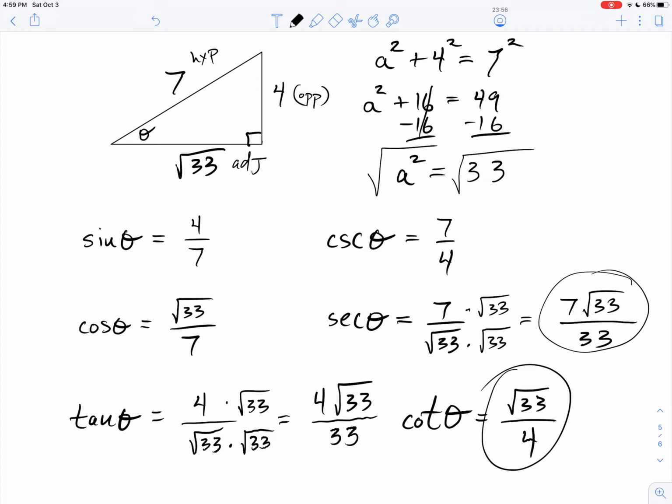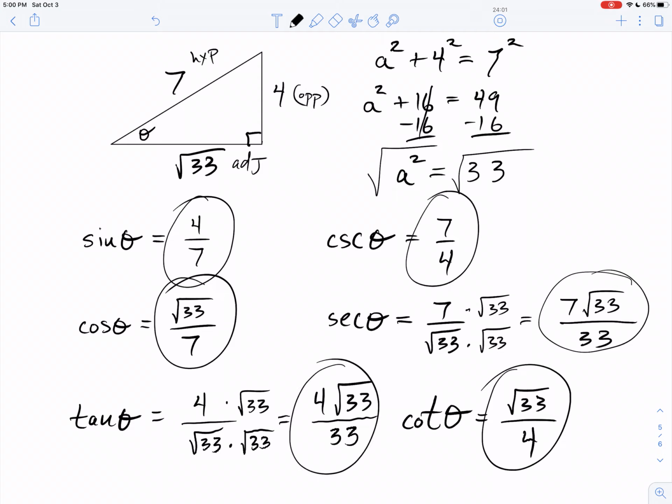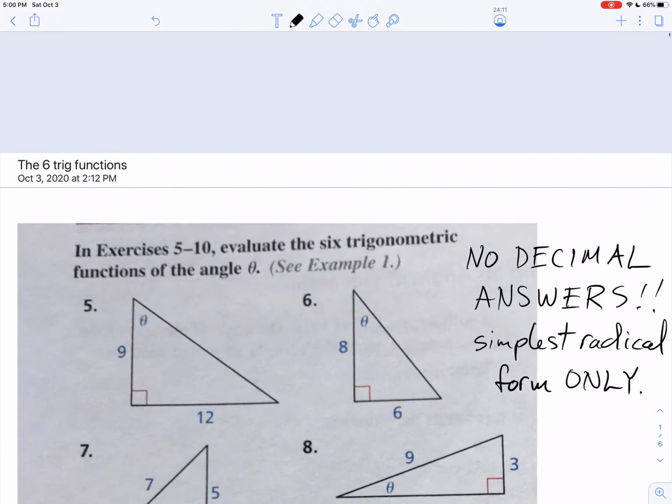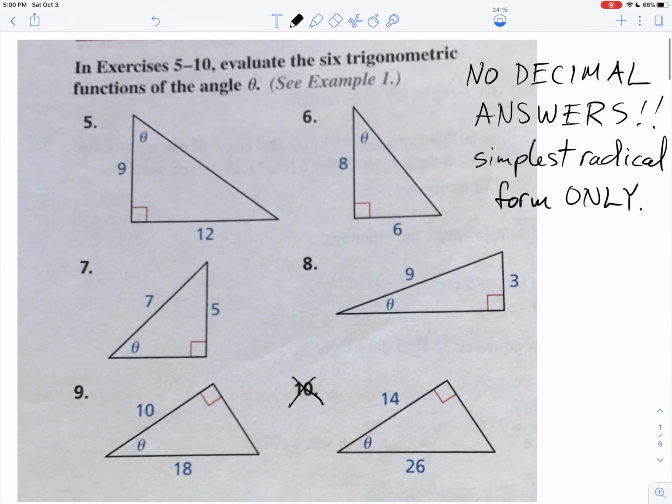All right. I think if you guys look, there's 1, 2, 3, 4, 5, 6 answers. You're going to see this on your next unit test, so remember, I'm going to scroll up now. Check this out. Okay. Remember, no decimal answers. Simplest radical form only. Number 10, you could do number 10, but it gets really ugly, and I need you to understand how to do this. I don't need to torture you. So, 5, 6, 7, 8, 9. Those are the ones I want you to do.